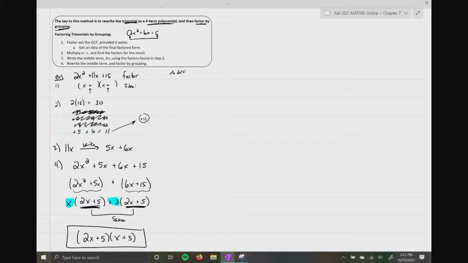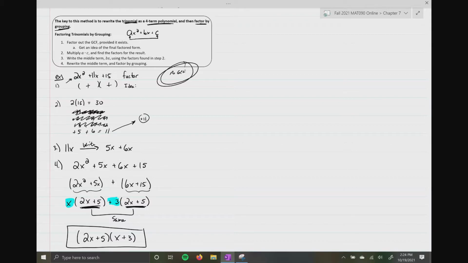So here we go. The problem was 2x squared plus 11x plus 15. The goal was to factor it. First, I checked for a GCF. There was no GCF. So I'm going to get an idea of the final factored form. My idea: I pretend that this coefficient of a 2 out front is not even there. I know the binomial that my answer is going to be has 2 plus signs. And in fact, as I go through these problems, you're going to notice that I don't even write the x's anymore. I just write the signs. That's it. Because all I'm concerned with is, what are those signs? So there's step 1a done. I got my idea.